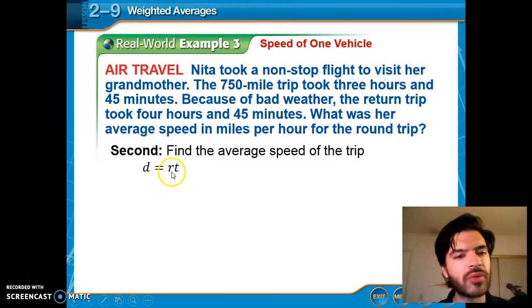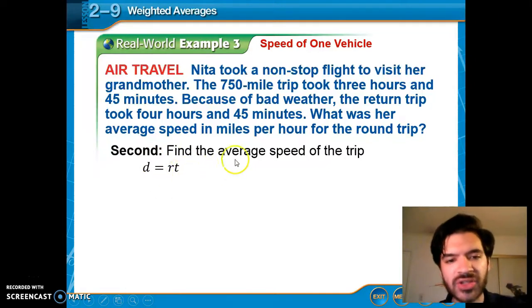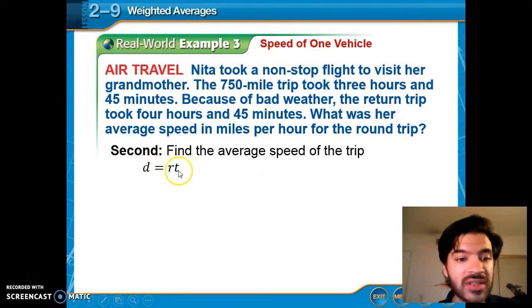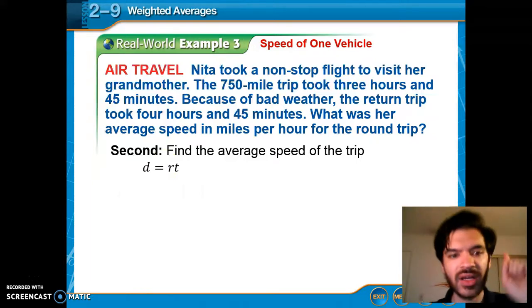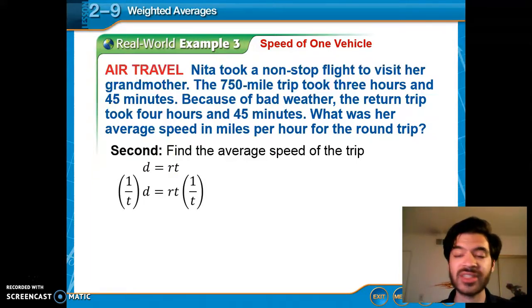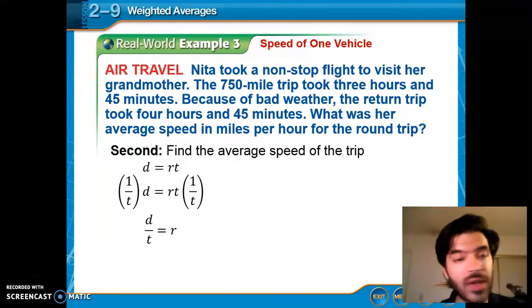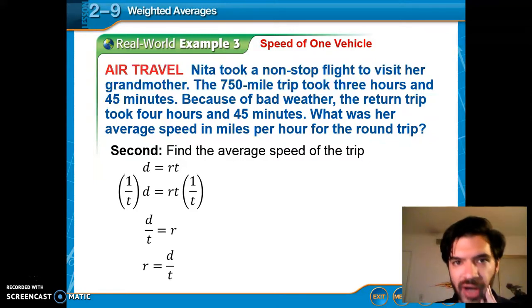How are we going to change it? We want to know what the speed is, average speed. That is going to be R. D is distance, T is time, R is our rate or our speed here. So let's go find it. Divide both sides by T or multiply by 1 over T. Doesn't matter, same difference. You're going to get D over T equals R. I'm going to flip it around. This is what we're going to be using for our average speed.